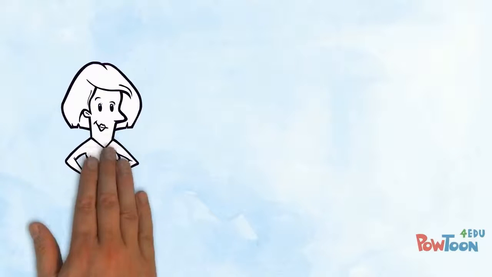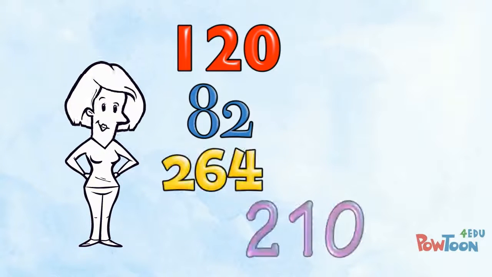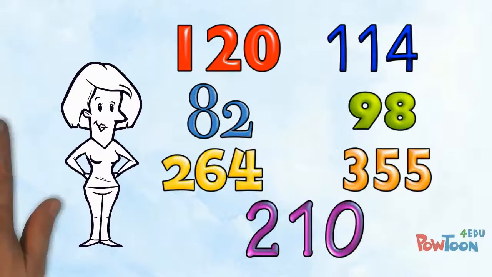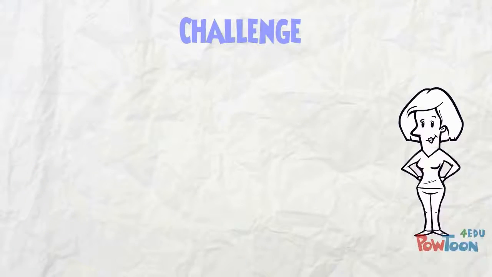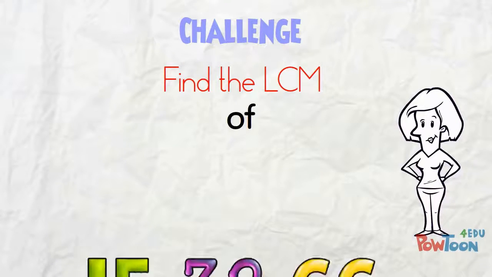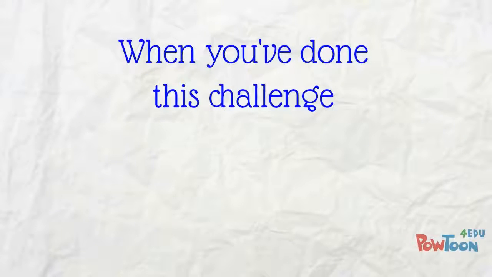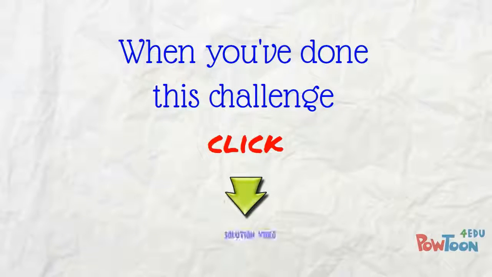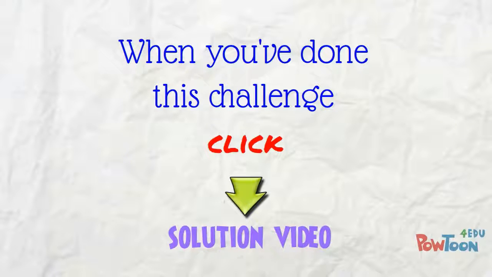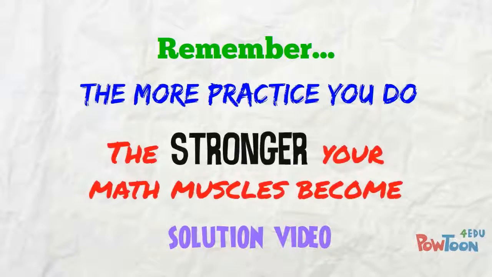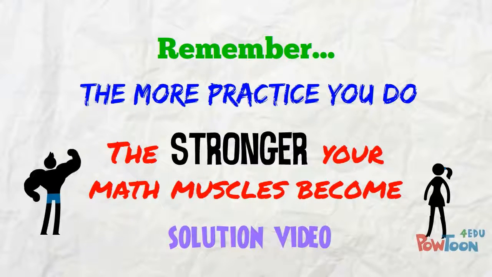You can see when you are given even bigger numbers, using the prime factorisation method is going to be very helpful. Now here's a challenge for you. Using the method I just showed you, find the LCM of 15, 32 and 66. You can do it. When you've done this for yourself, click the link here to check my solution video and see if we got the same answer. And remember, the more practice you do, the stronger your math muscles become.